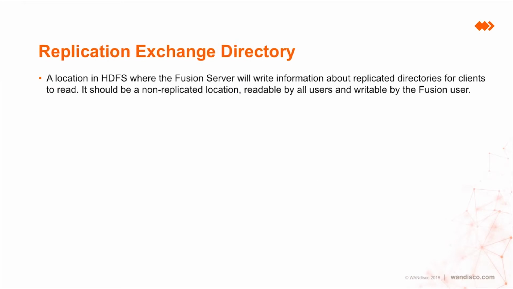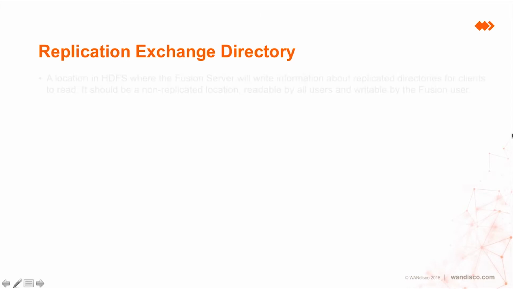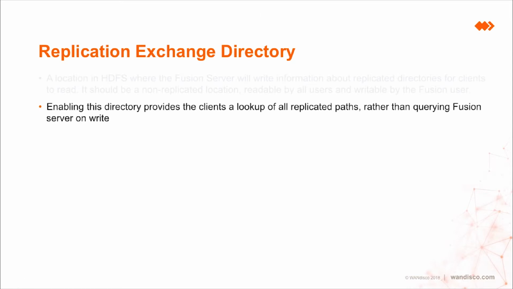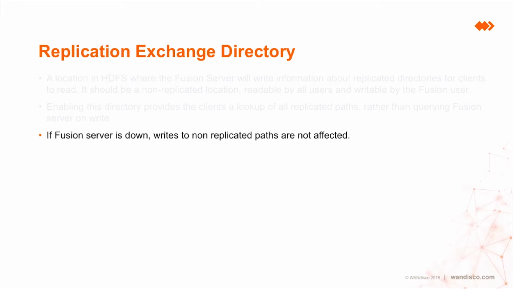The replication exchange directory. This is a location in HDFS where the Fusion server will write all the information about replicated directories for clients to read. It should be a non-replicated location, readable by all users and writable by Fusion. Enabling this directory provides the clients a lookup of all replicated paths rather than querying the Fusion server on write. If a Fusion server is down, writes to non-replicated paths are not affected.